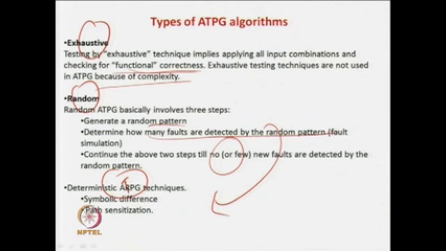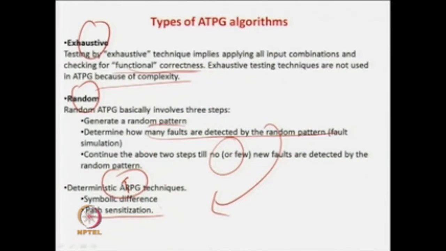And what is random? In random we just apply a test pattern and find it. Deterministic test pattern generation can be of many types, but we are just going to look into two. One is the sensitize, propagate and justify approach, which is the most widely applied approach. Most of the algorithms which are used for ATPG use the sensitize, propagate and justify approach, which is also called the path sensitization approach. There are several others, and another one is called the symbolic difference.